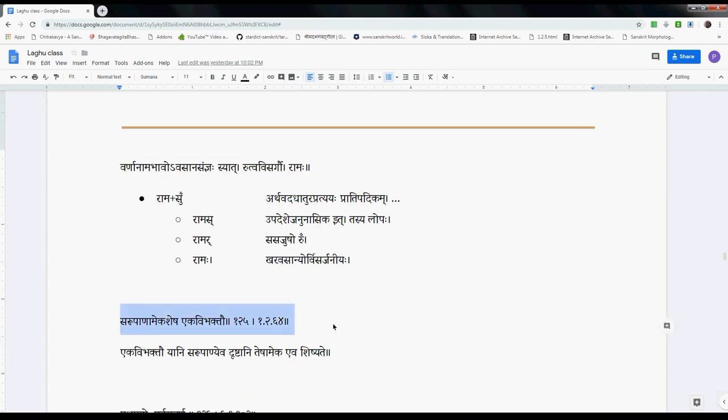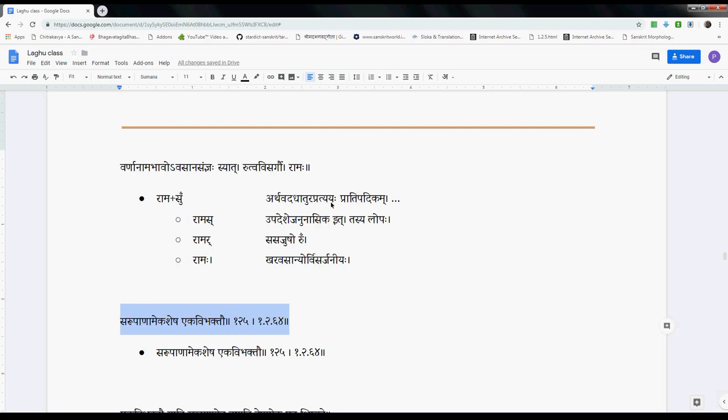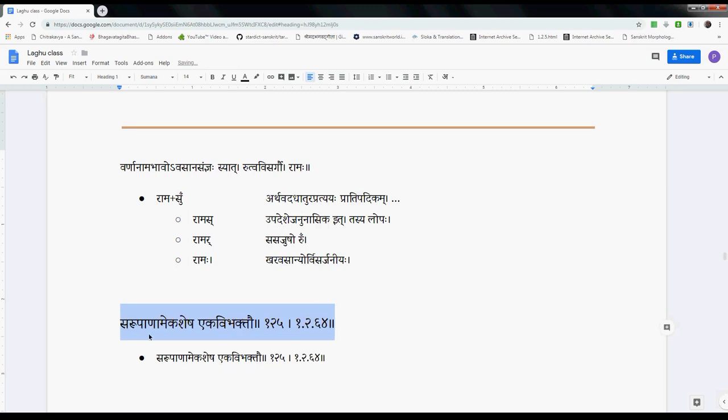The next sutra is introduced in continuation to derive Rama. What does he need to derive Rama? He needs the sutra Sarupanam Ekasheshe Ekavibhaktau.